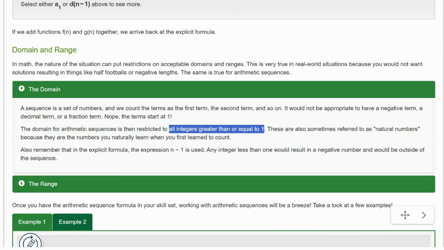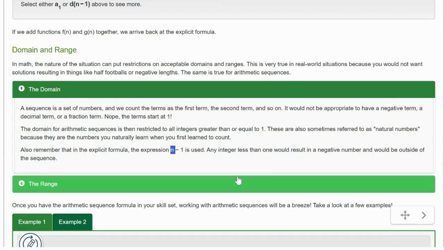And there will be a question, like on the assignment or the test. I remember seeing this question, I think, more than once, talking about the domain. Yeah, it's just 1 and greater, because you can't have a 0 term. It's the natural numbers, they call them, because that's the first thing we learn to count. All right. And remember, in the explicit formula, n minus 1 is used. So an integer less than 1 would result in a negative number. So, if n was 0, 0 minus 1 would be looking for a negative. And that wouldn't be in the sequence either.